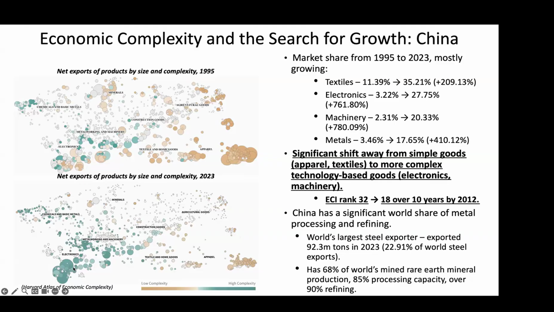And you all know this, right? We didn't see a Lenovo computer in 1995. We didn't see Chinese cars on the roads in 1995. Now they are here. And it shows, this is why it's a really important ranking. The Economic Complexity Index ranking shows that for China. China was ranked number 32, the 32nd most complex economy in the world in 1995. But by 2012 alone, it was 18, right? And since then, it's moved up even further. It has, as we know, the largest rare earth minerals production, 85% of processing capacity in rare earths and critical minerals is in China, and so on.